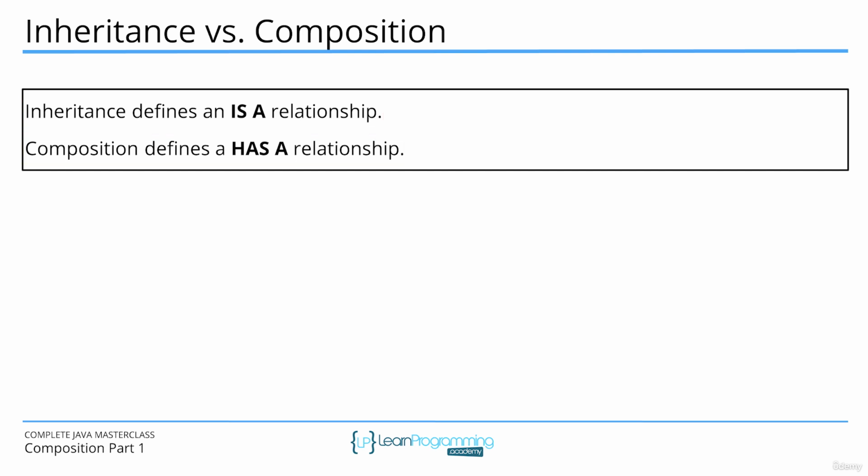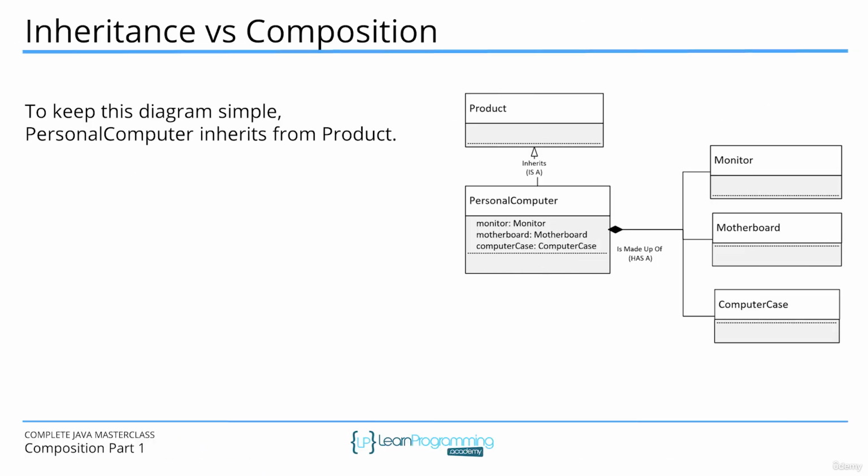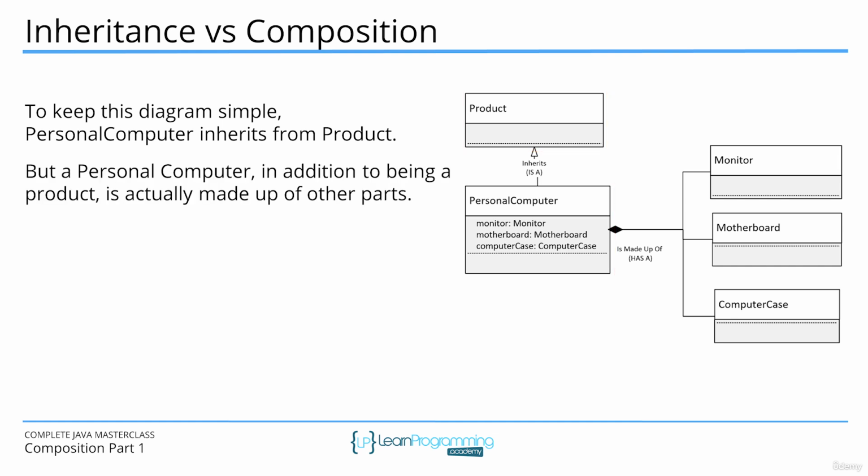Next, let's look at how I'd use composition to create a personal computer. To keep this diagram simple, I'm showing only that personal computer inherits from product. But remember that all of my classes are really subclasses of product. But a personal computer, in addition to being a product, is actually made up of other parts. This diagram shows that a computer has a motherboard, a case, and a monitor. The motherboard, the computer case, and the monitor aren't computers, not in the same sense that they're products.